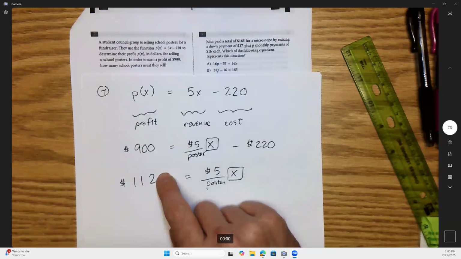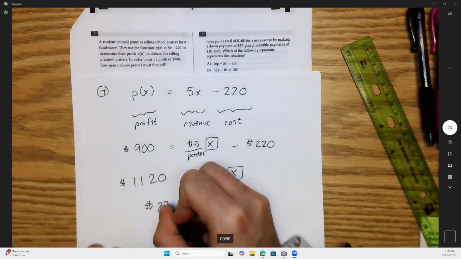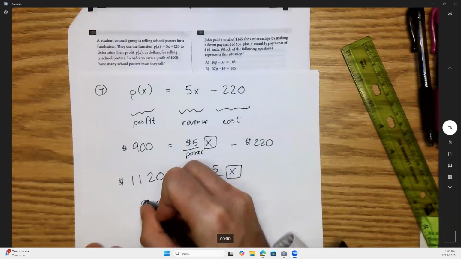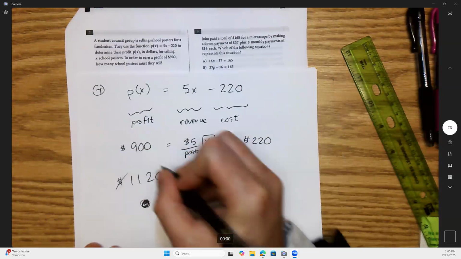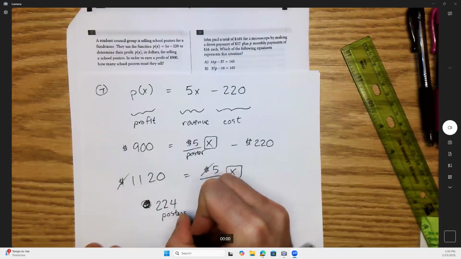112. And what's that times 2? 224. Yeah, that's the answer. So 220, oh, whoops, we got rid of dollars. Oops. 224 posters equals that.